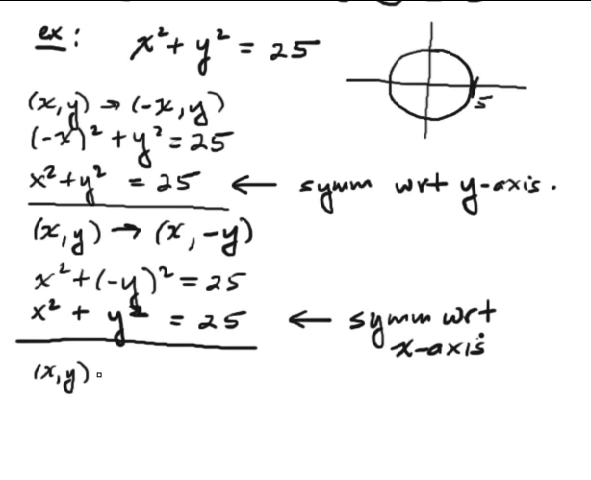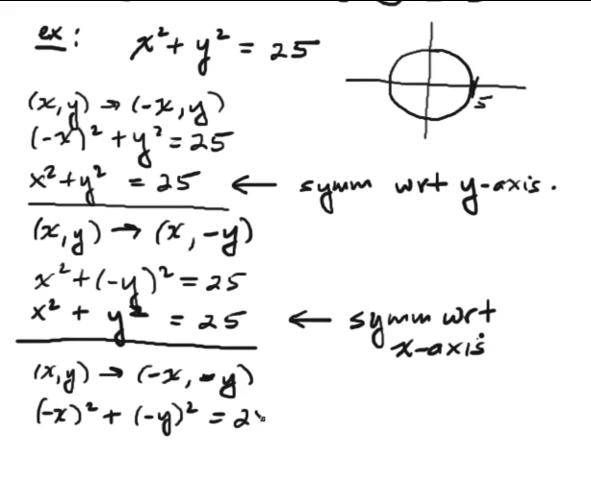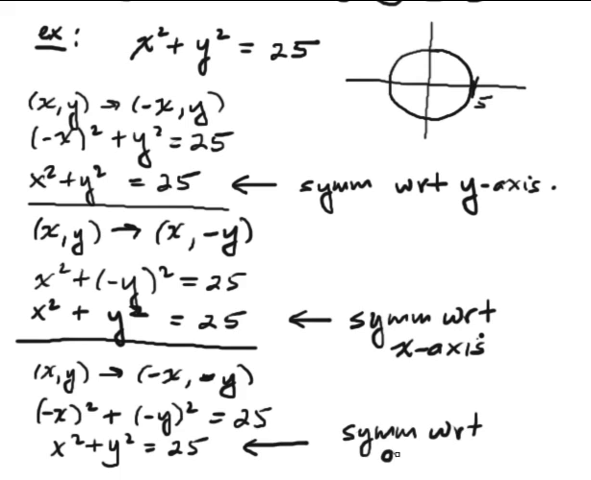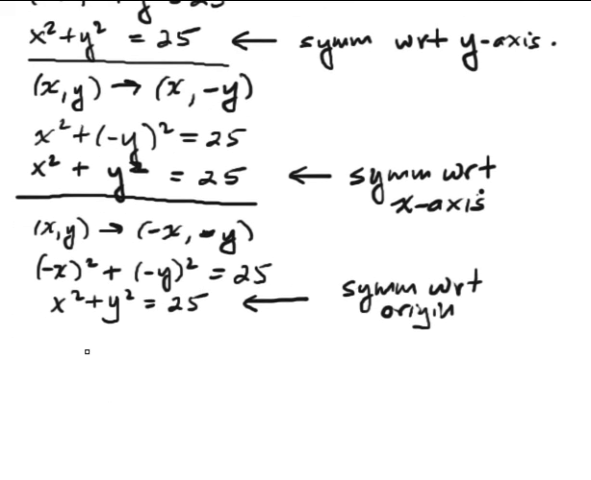Okay, we replace (x, y) with (minus x, minus y). And we have minus x squared plus minus y squared is equal to 25. And squaring out the parentheses, x squared plus y squared is equal to 25. So the circle is also symmetric with respect to origin. So this is an example. The circle is an example of a curve that has all three symmetries. Okay, so that's what we see here. We have all three symmetries.